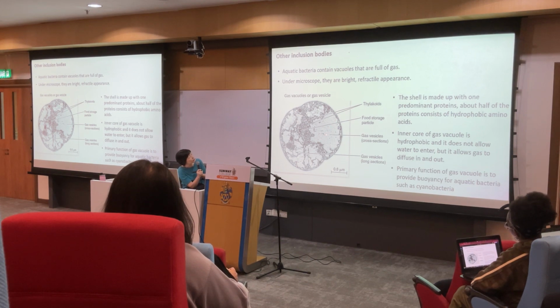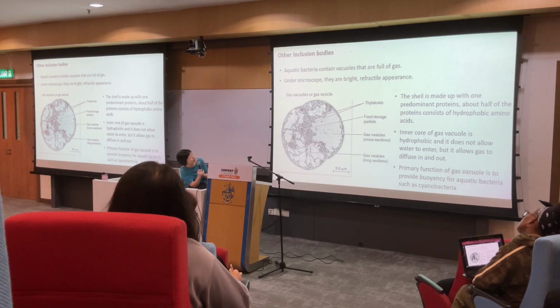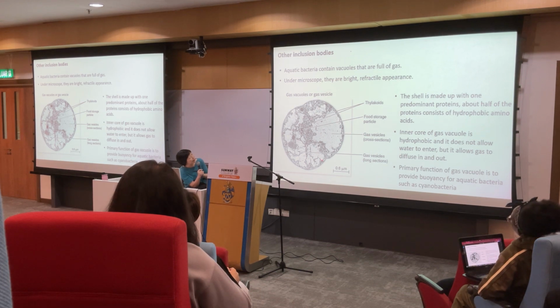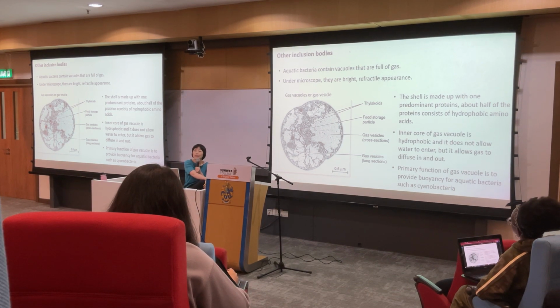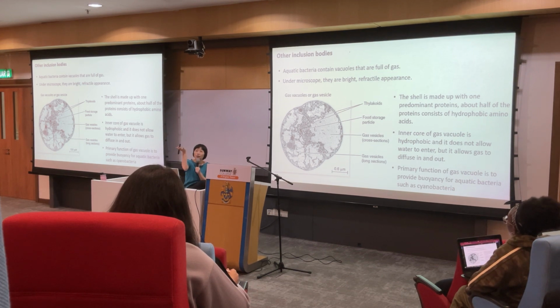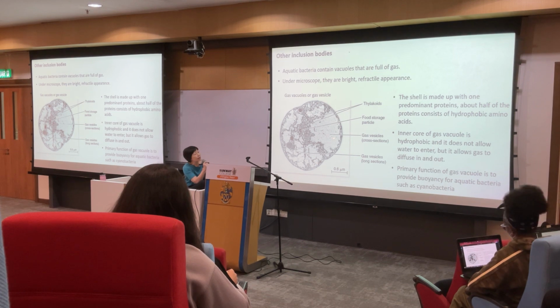When you look under the microscope, they are a little bit shining, so they can easily be detected. And it actually occupies a lot, almost the entire cell. They are important because, for example, cyanobacteria undergo photosynthesis, so sometimes they need to float at the surface of, let's say, the ocean. They cannot all sink to the sediment, so they need to float. This gas vesicle allows them to float, because inside they contain the gas.